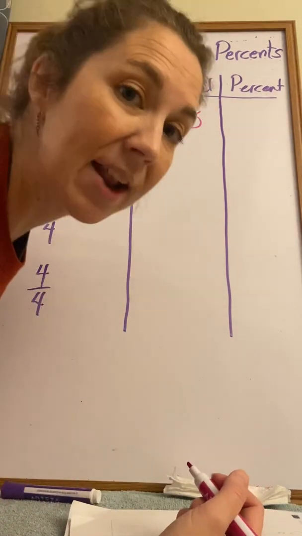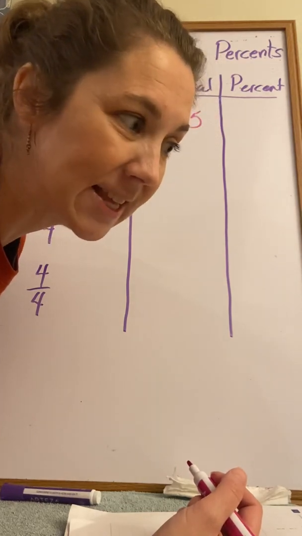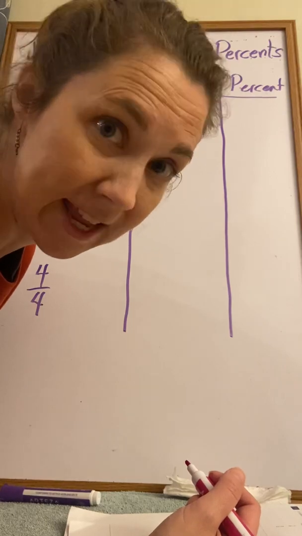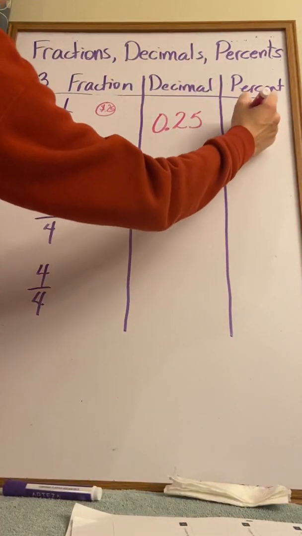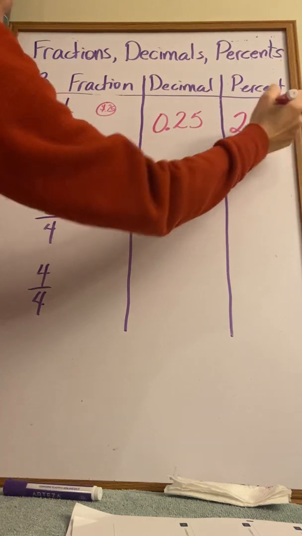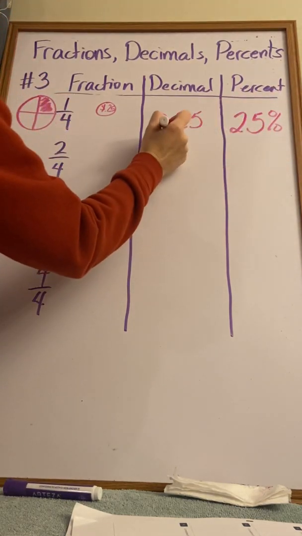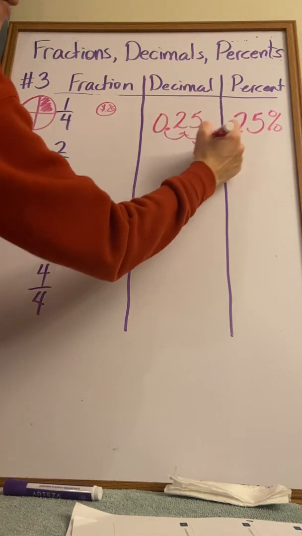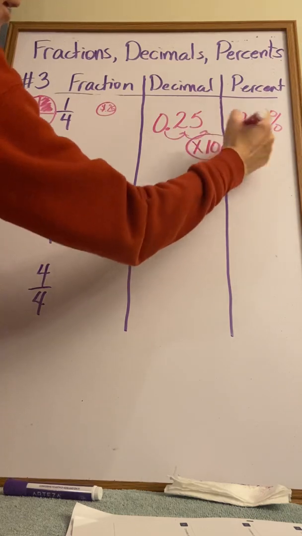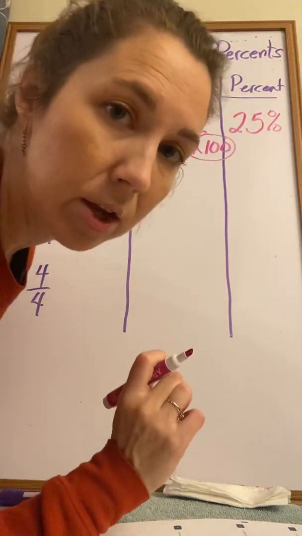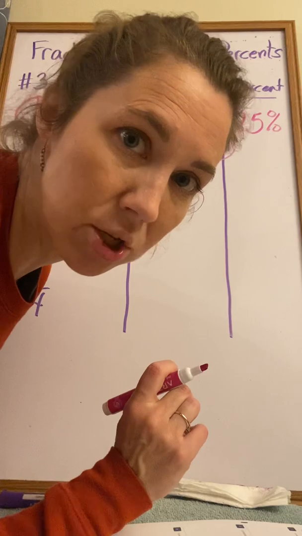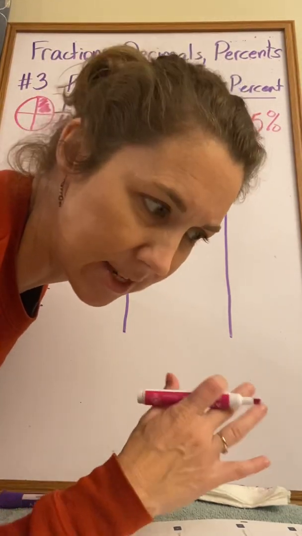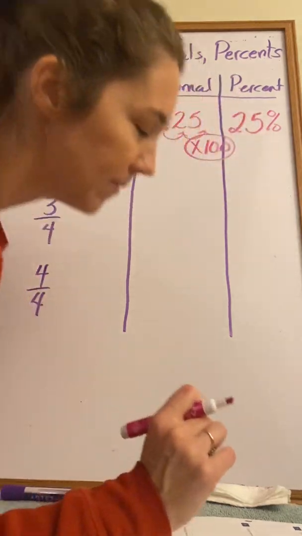Percent. Percent means out of 100. So how many cents out of 100 do you have when you have a quarter? You have 25 cents out of 100. And that's 25%. So when you go from decimal to percent, you can just move that decimal over 2 places, because you're multiplying this number by 100 to get that answer. You're multiplying 25 times 100, or just moving the decimal over 2 places. 2 groups of 10. 10 times 10 is 100. Move it over 2 groups of 10.